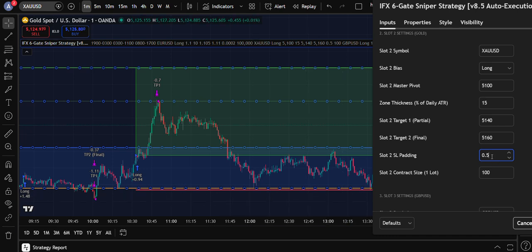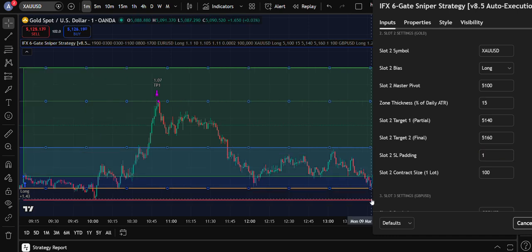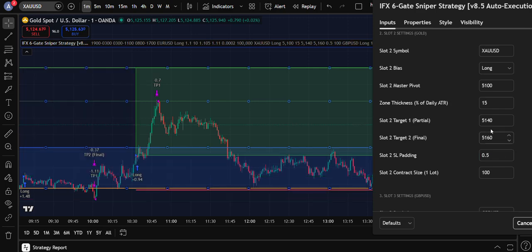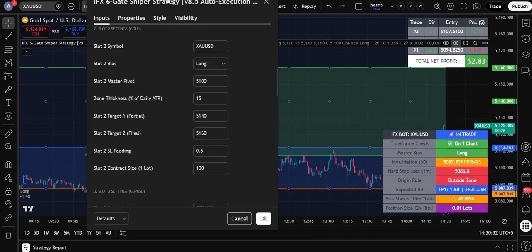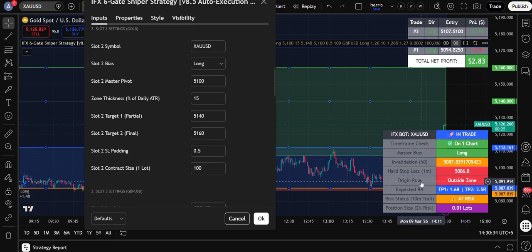So if I want the SL to be bigger, what I'm going to do is increase the SL padding size. It was 0.5, I moved it to 1. Now, as you can see, the SL went to the lower structure. Okay, guys? Now, if I want to decrease it again, I will move it to 0.5. Another thing you need to understand, guys, this indicator automatically calculates your risk reward ratio.